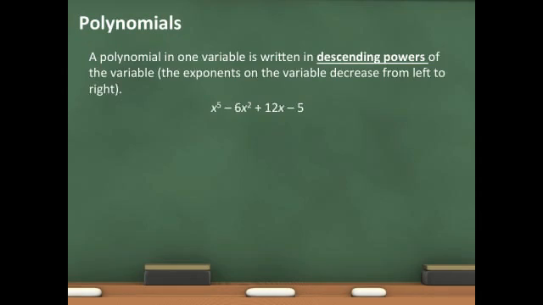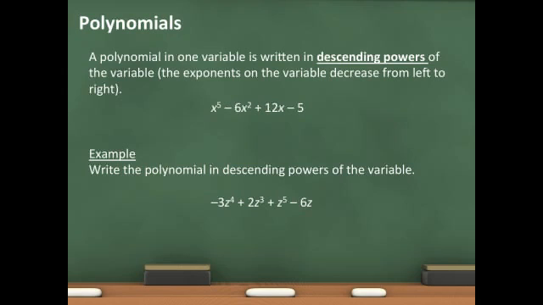When there is more than one term, polynomials need to be written in the correct order. A polynomial in one variable is written in descending powers of the variable. The exponents on the variable decrease from left to right. For example, the polynomial x raised to the 5th power minus 6 times x raised to the 2nd power plus 12 times x minus 5 is written correctly because the exponents on the variable x decrease from left to right. The first exponent on the variable x is 5, then 2, and then 1.